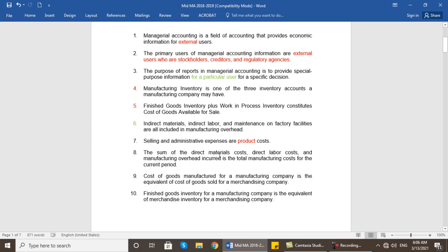Number 8, the sum of the direct materials cost, direct labor cost, and manufacturing overhead incurred is the total manufacturing cost for the current period. It's correct.